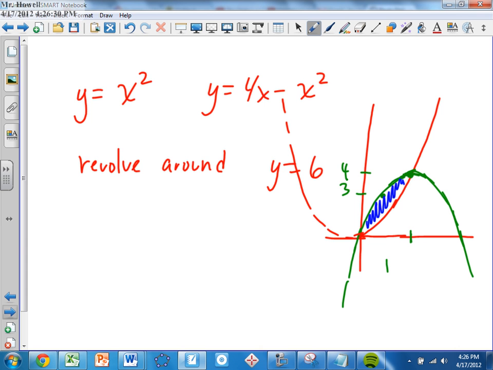Okay? Now, the line y equals 6, let's draw it. It's going to clearly be above the graph in this one. There's that line. So I'm taking this solid region or this area region here, and I'm revolving it around that line to make a solid. So, 5, 6, this point was 2, 4.